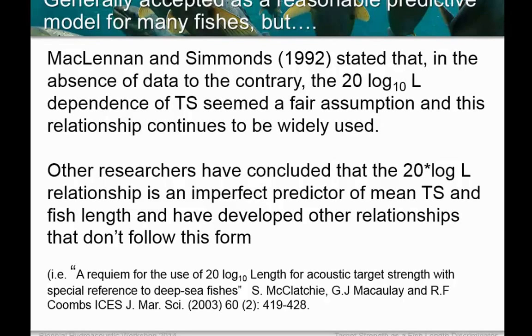There's been folks who have been looking at other target strength length fits that don't follow a log form as well, a little more on the fringes and specific to their application, but they're definitely out there. This reference at the bottom here, Sam McClatchy and George Macaulay and so on, these folks are New Zealand, Australian researchers working more with deep sea fishes, but they published a paper, a requiem.